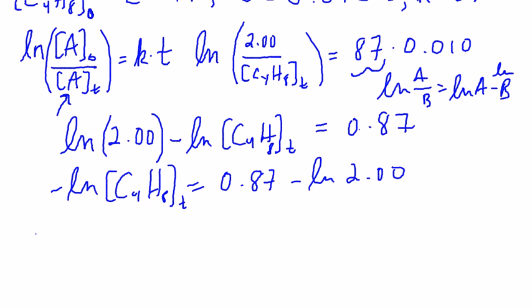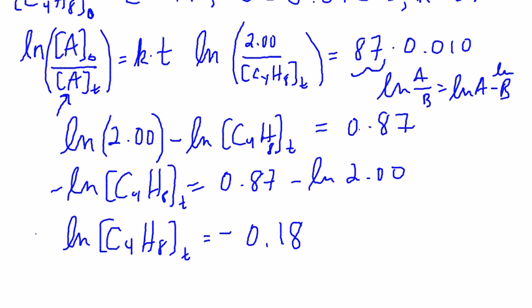Let's bring the negative sign over. So the natural log of C4H8 at time t is equal to minus 0.87 plus the natural log of 2, which, when you put that into your calculator, is equal to about minus 0.18.